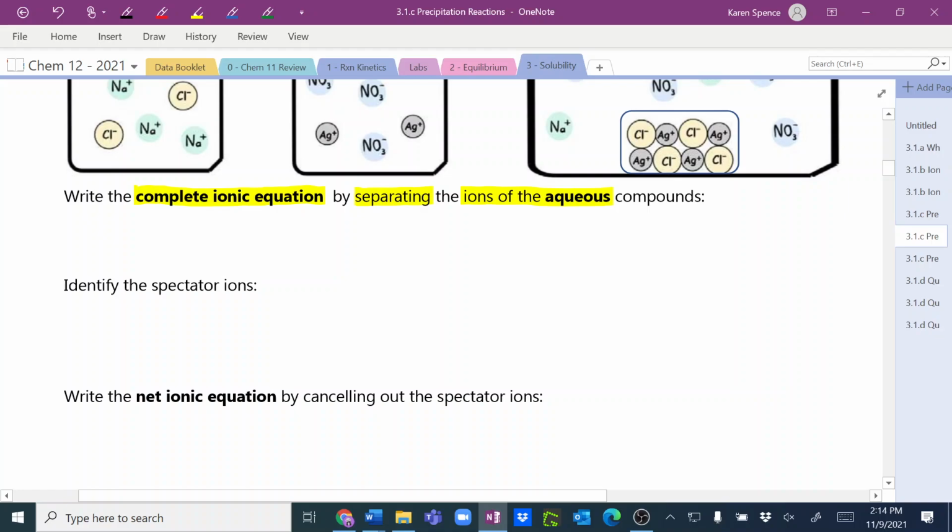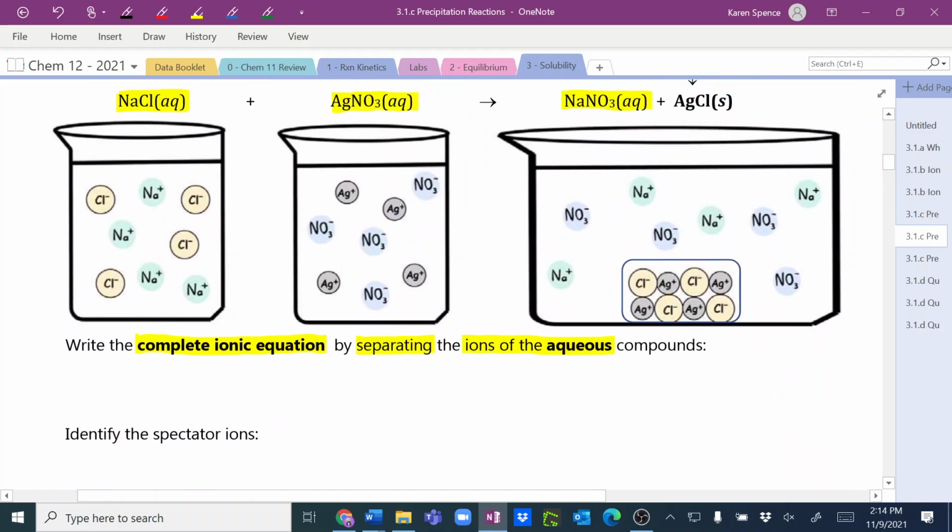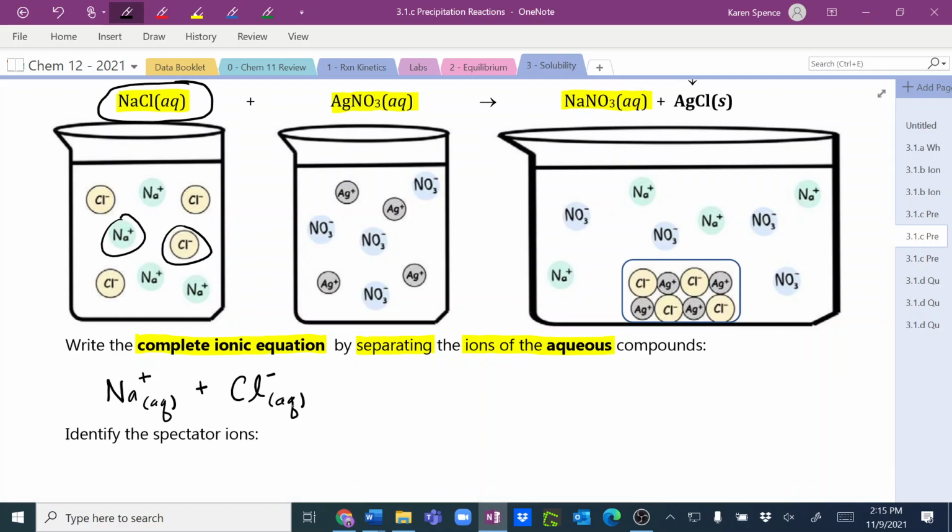I'm going to go over it now just to make sure we're all doing it the same way. When you write a complete ionic equation, what you do is you take your NaCl, which is actually separate ions, and you write them as separate ions. So you write Na plus aqueous, and you write the Cl minus separate from that. So if you've done 3.1b, it's like the dissociation, except you're not writing a dissociation, you're just showing them split apart, okay? So we're literally showing you what is in these beakers.